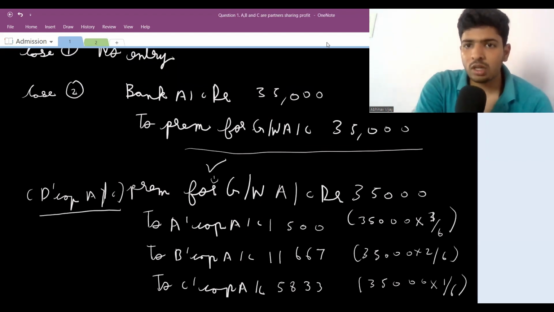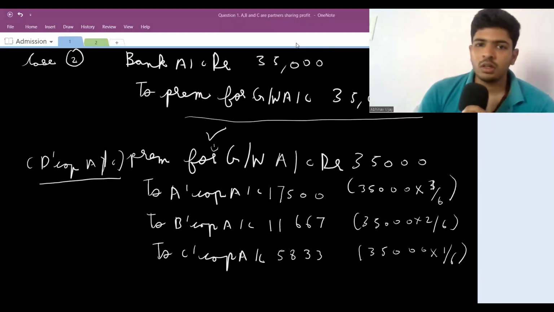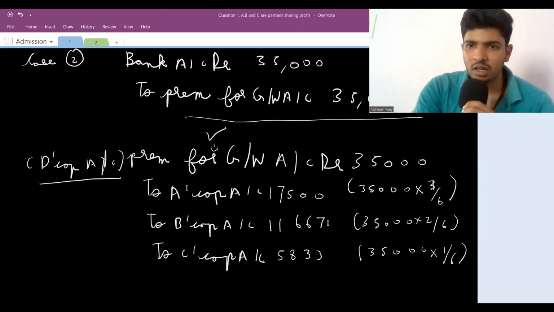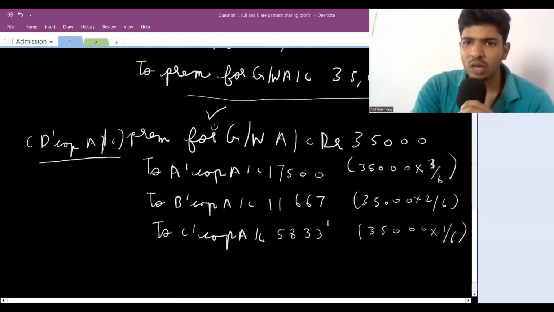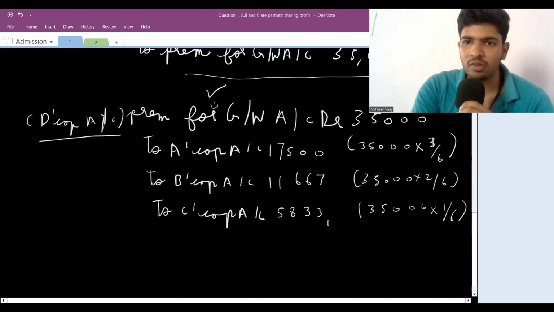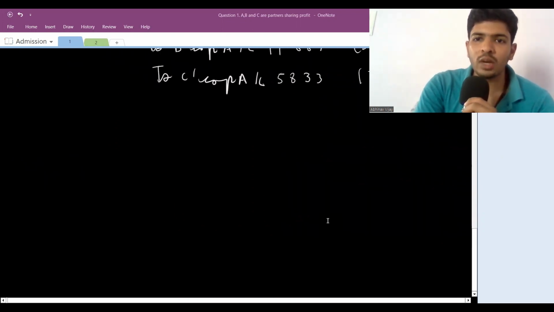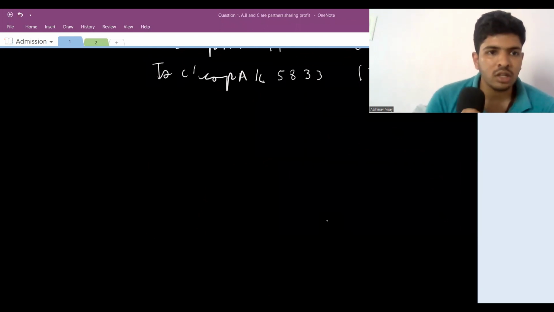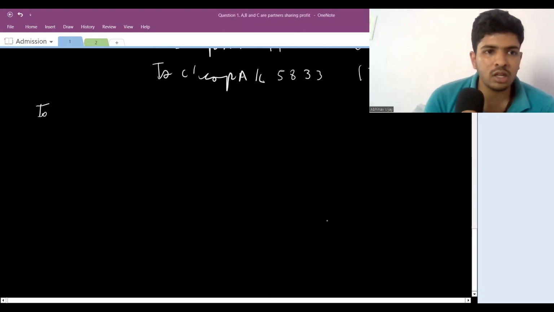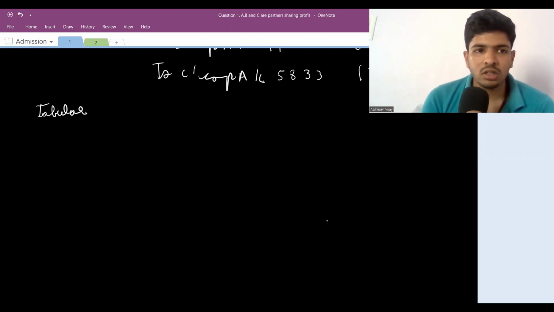Now I'm going to do the tabular entry and show you whether there's any difference. Before you get a little confused or have some doubt, I'm going to show you why what I'm doing is correct. So we know what we have done in the previous class. I have the tabular entry here.